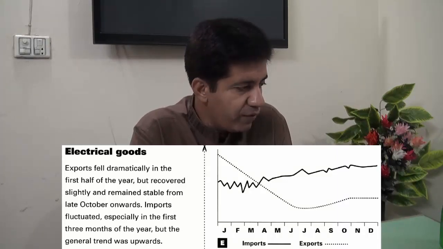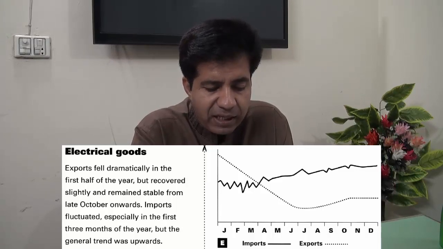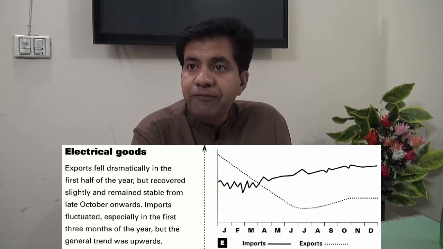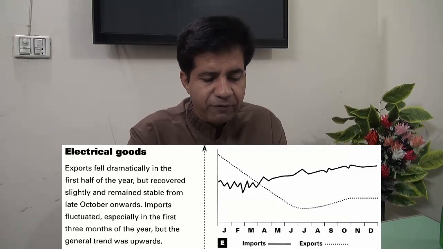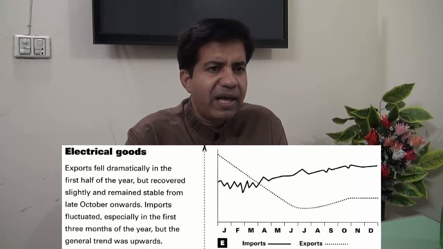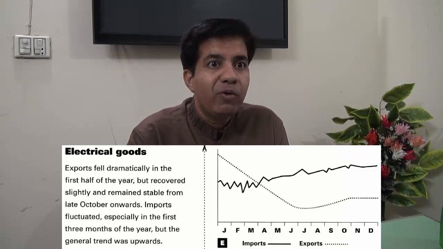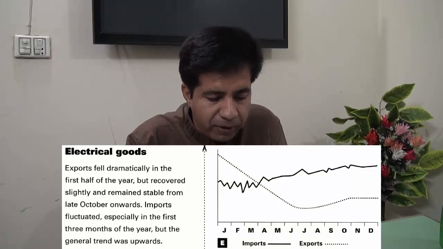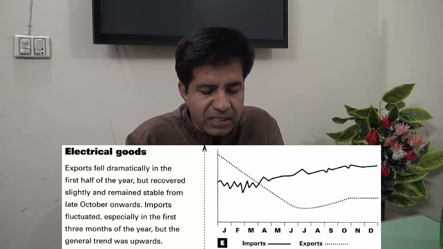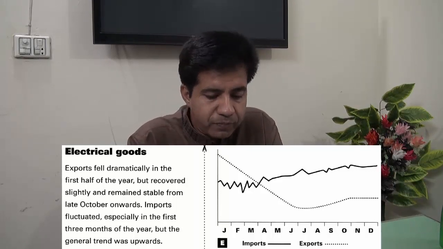Electric goods. So we can see what are the trends here. Exports fell dramatically in the first half of the year. Got it? The first half of the year means the first 6 months. So exports fell dramatically in the first half of the year, but recovered slightly. Now if you don't write slightly, we are not sure because you're writing a report. So these words, dramatically, slightly, swiftly, quickly, they are important. And remained stable from late October onwards. Late October means end of October.